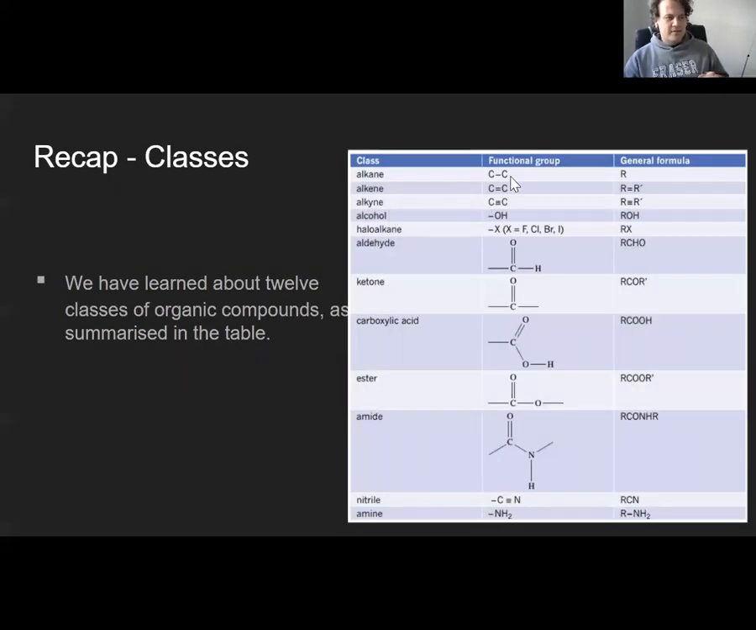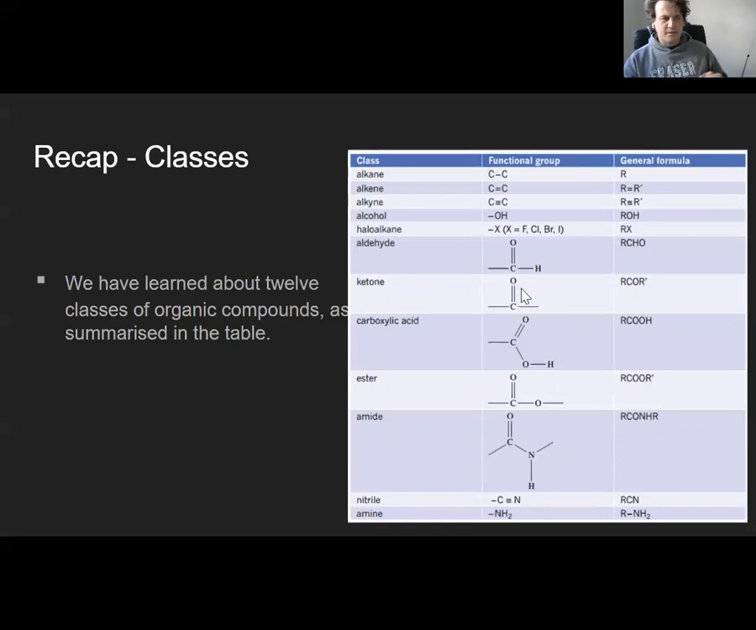So alkanes have a carbon-to-carbon single bond. Alkenes have a carbon-to-carbon double bond. Alkynes have a triple bond. Alcohol has an OH group. Haloalkane is an alkane with a halogen, so fluorine, chlorine, bromine, or iodine. Aldehyde has a carbon to oxygen double bond with a hydrogen on the end. Ketone has a carbon to oxygen double bond as well.